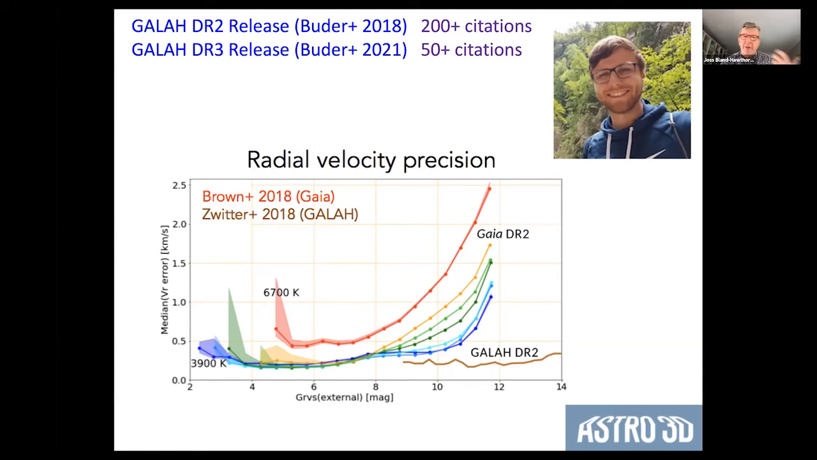So we really have very good precision on 3-dimensional, 6 dimensions of phase space, position and velocity, in addition to having these elements of chemistry. So we have a very large parameter space to go after. And the data releases themselves, as you'll see in a moment, are having an impact.